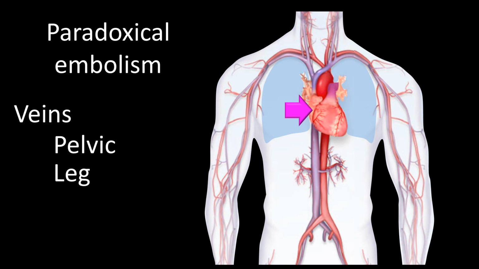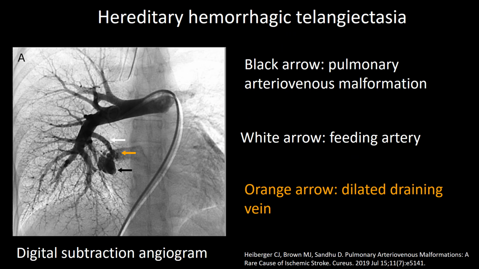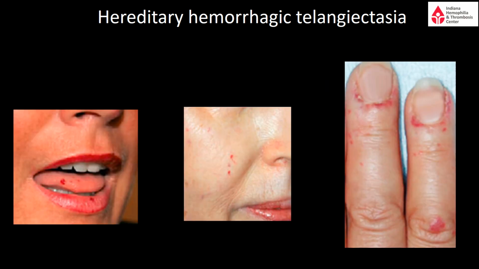In addition to heart problems, lung abnormalities, as the one presented in this angiogram, consisting of a pulmonary arteriovenous malformation indicated by the black arrow, the feeding artery indicated by the white arrow, and the dilated draining vein indicated by the orange arrow, can lead to paradoxical embolism. Pulmonary arteriovenous malformation, as the one depicted here, may occur in patients with hereditary hemorrhagic telangiectasia. Hereditary hemorrhagic telangiectasia can be detected by careful cutaneous examination. Signs, as you can see in these pictures, can be rather subtle because telangiectasia may be quite small.